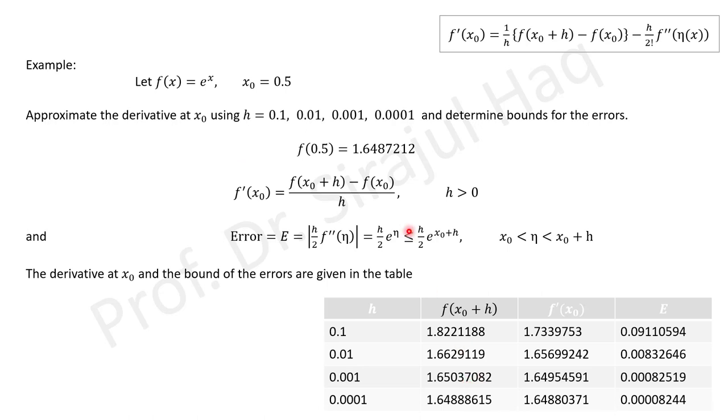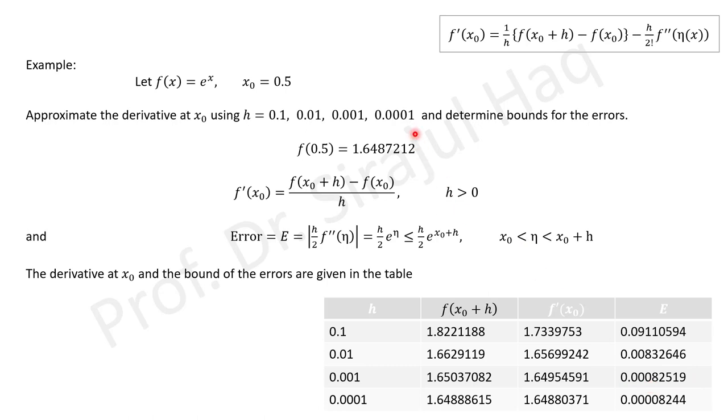Now this value minus f of x naught divided by h gives you the approximated value of the derivative of the function at 0.5 when h is 0.001. For the upper bound, replace h by 0.001, x naught by 0.5, and this will give you the upper bound of the error.